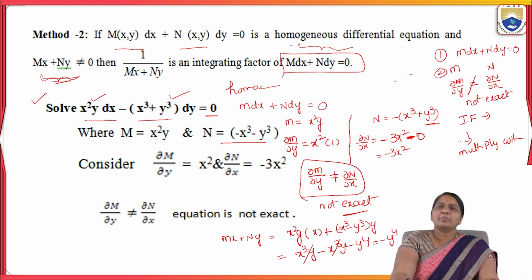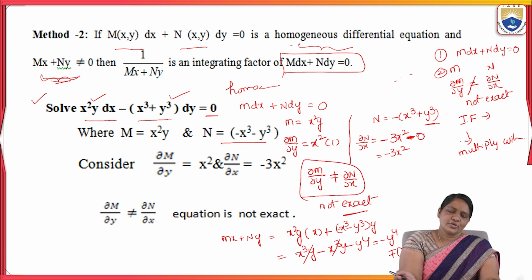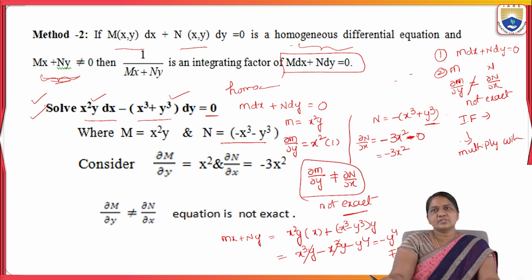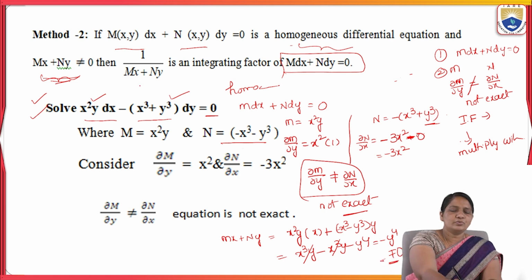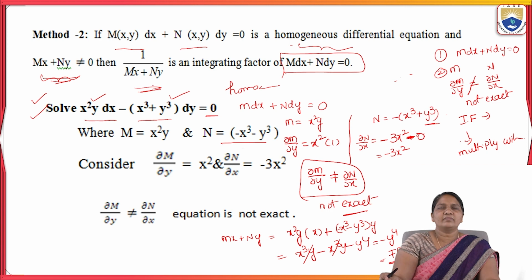So minus y power 4 means this value is not equal to 0. So the condition is satisfied. The given equation is a homogeneous equation and mx plus ny is not equal to 0. So that means these two conditions are satisfied. Based on these conditions, we have to find the integrating factor.